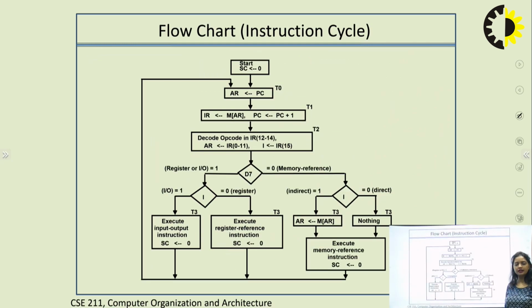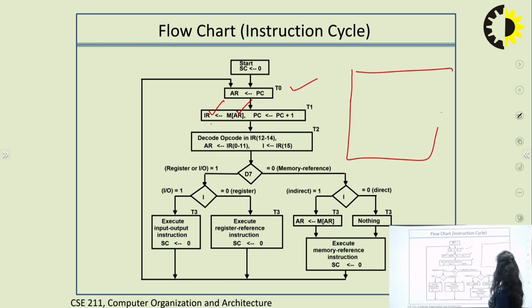This is the flow chart of an instruction cycle. Here, firstly, we will start with the sequence counter. The sequence counter only takes care of how many steps are needed to fetch the instruction, then decode, then execute. That is the number of steps included in the instruction cycle. So at T0, we copy the content from PC to AR, meaning the 12-bit address is copied from the program counter to the address register, and then from the address register to IR we copy the instruction. This is your RAM.